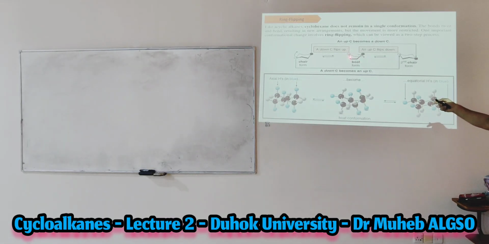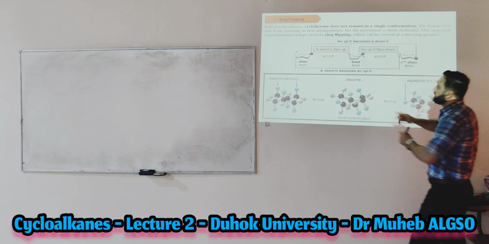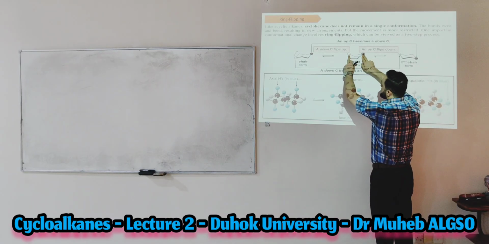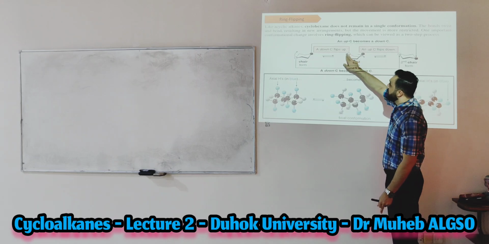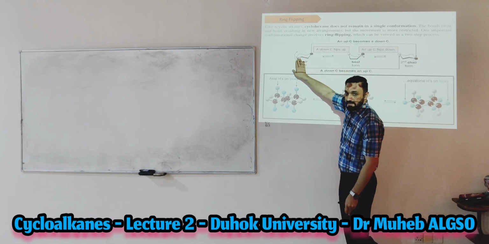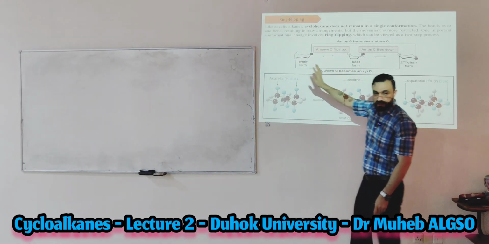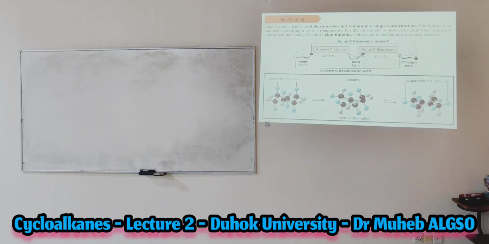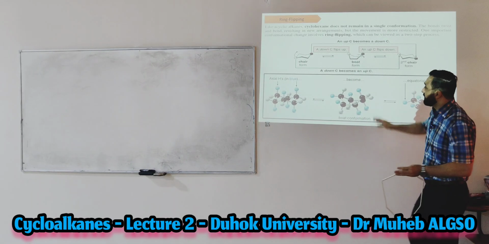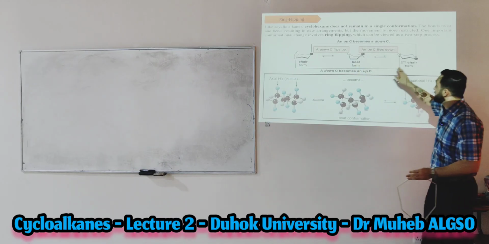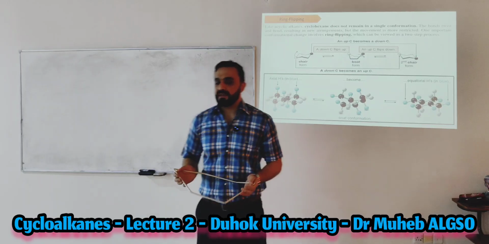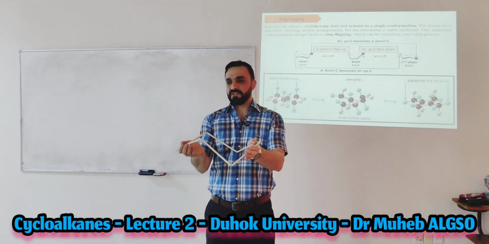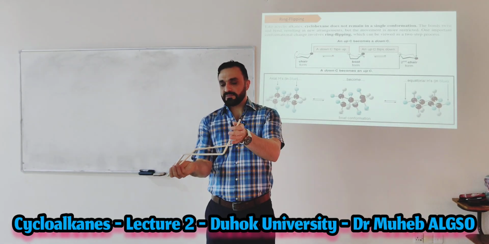So, when this comes up, you have two possibilities here. Either this goes down and gives you the second conformation, or this goes again to the down and gives you the same conformation. Do you understand? That means we have here two main conformations of the cyclohexane. One of them is the boat conformation, and the second is the chair form. So, this is the first chair form.